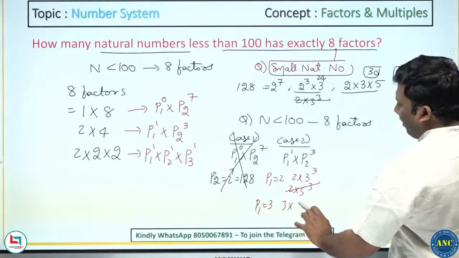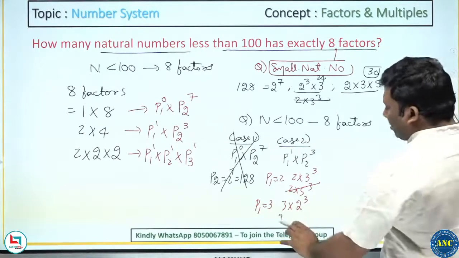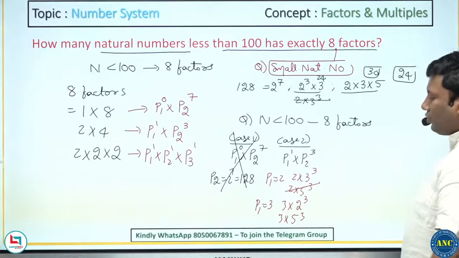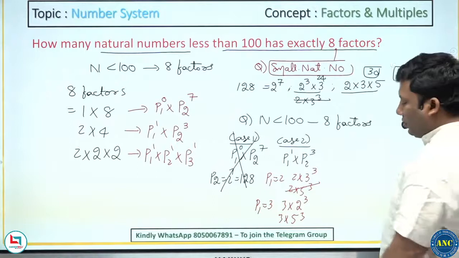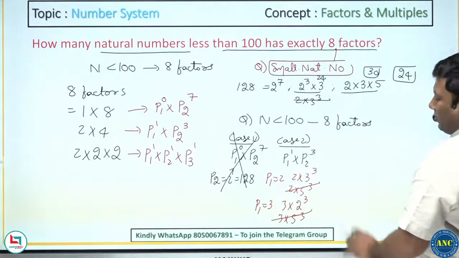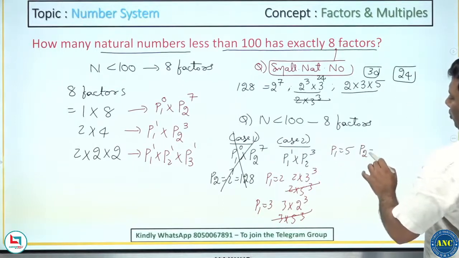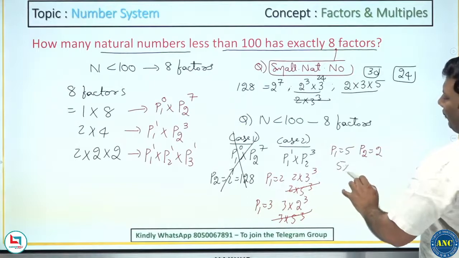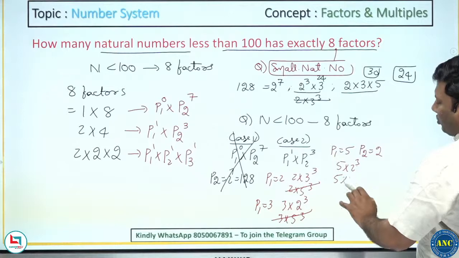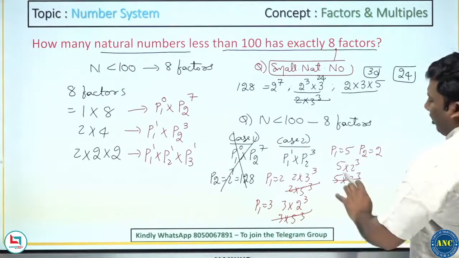Suppose I take P1 as 3. 3 into 2 cube, 8 into 3, 24. Next, 3 into 5 cube, 125 into 3, 375. It is not possible. If P1 is 5 and P2 is 2, 5 into 2 cube, 8 fives are 40, possible. 5 into 3 cube, 27 fives are 135, not possible.